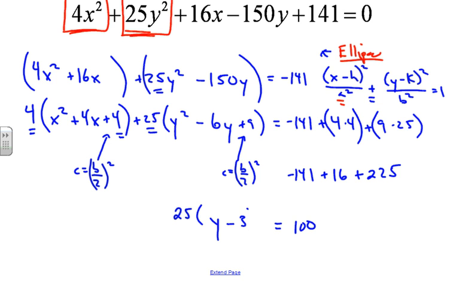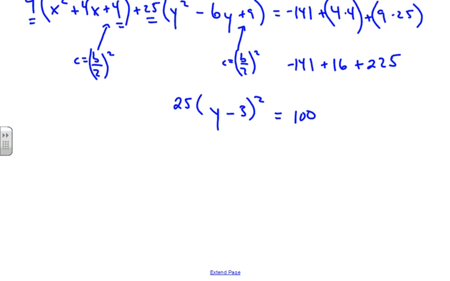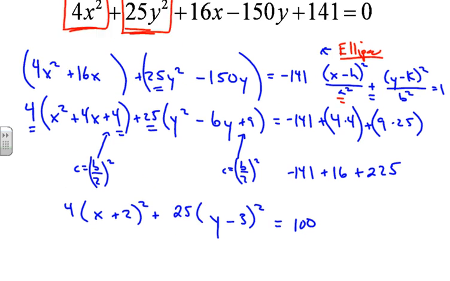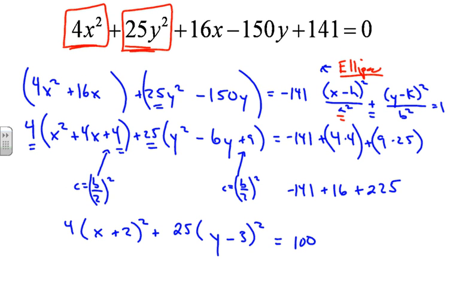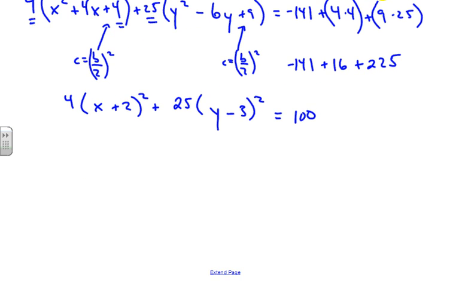y minus 3 squared, a little bit more room, and then we have plus 4, and we have x plus 2, that quantity squared. Now to go a little bit farther, in order to write our equation, if you recall, one of the characteristics of this equation is that we want this value to equal 1. So in order to make this equal to 1, we're going to multiply both sides by 1 over 100, and make sure I distribute that through.